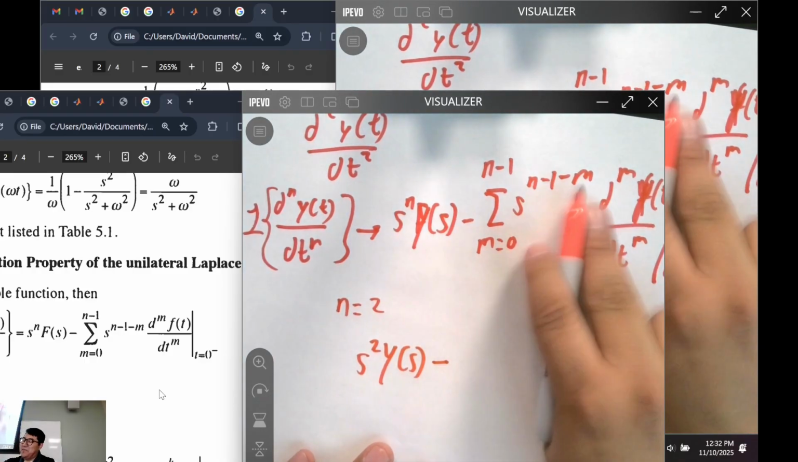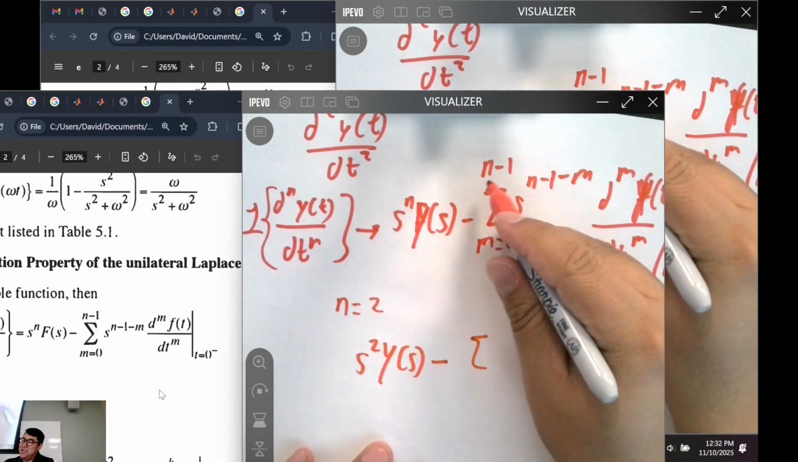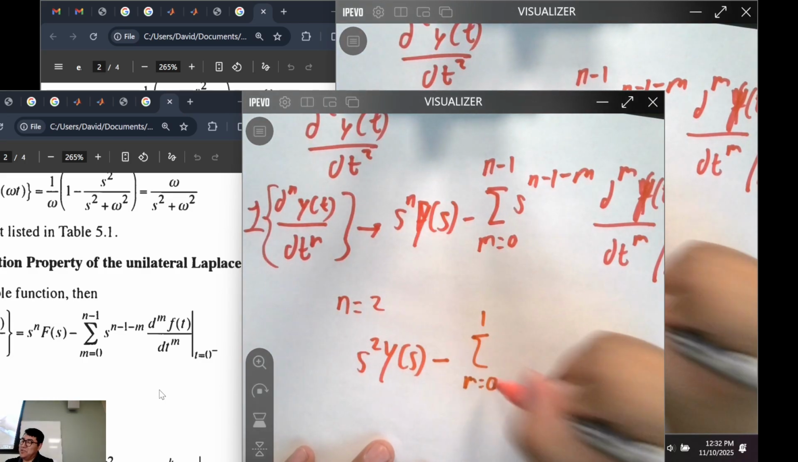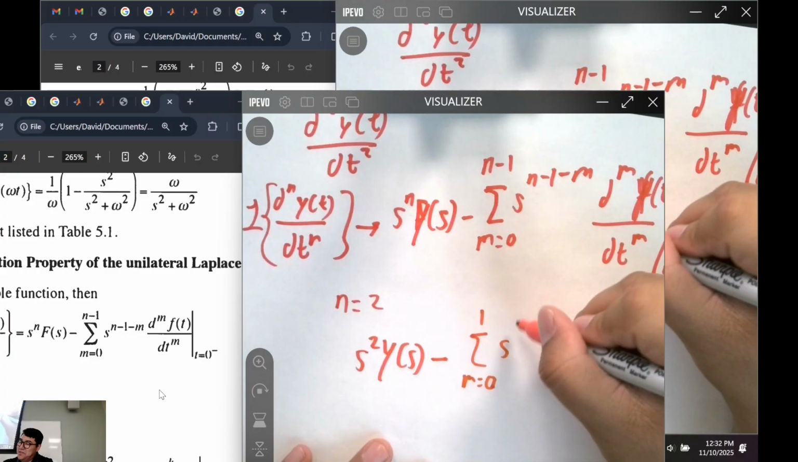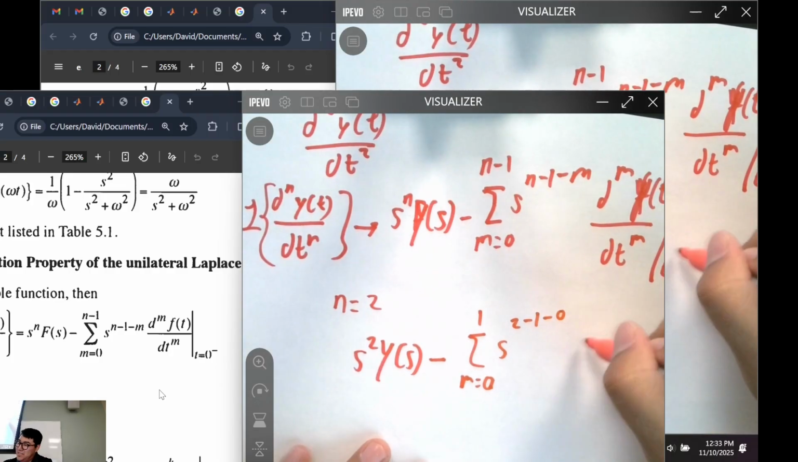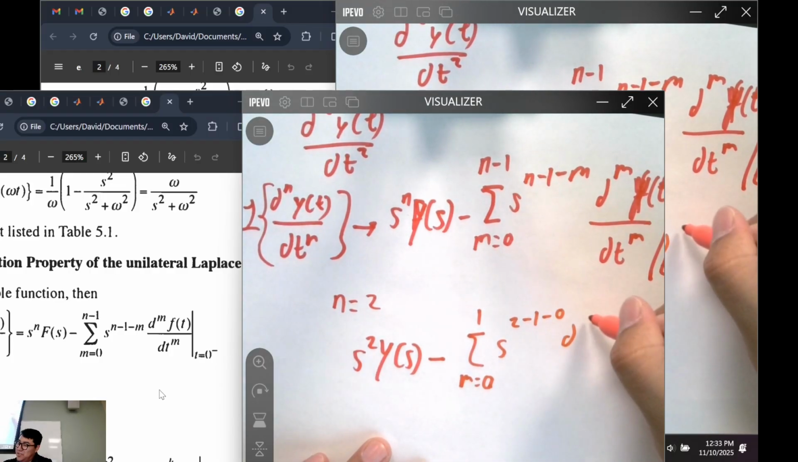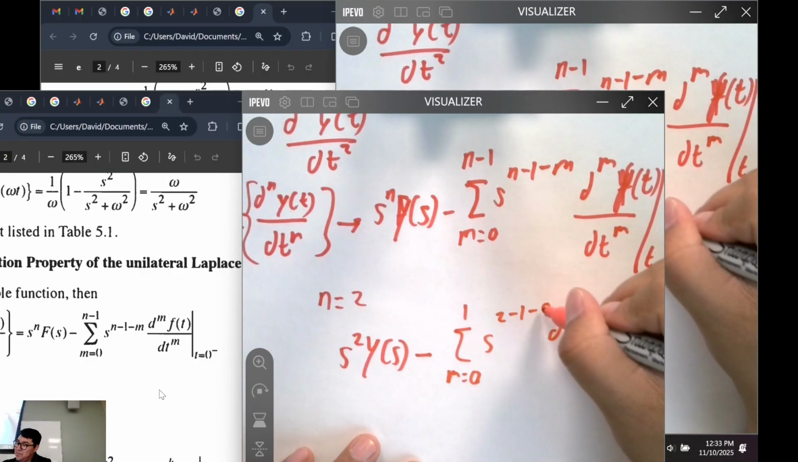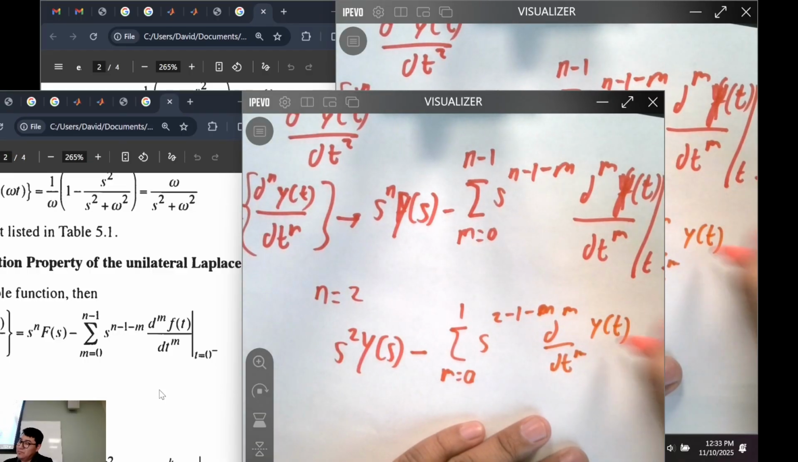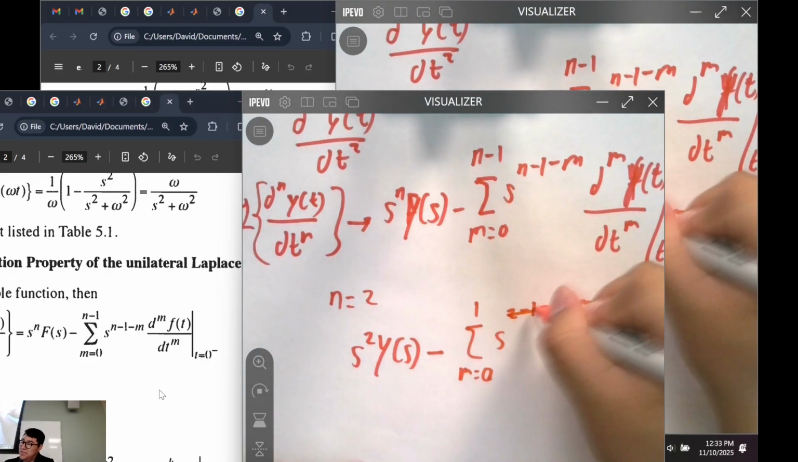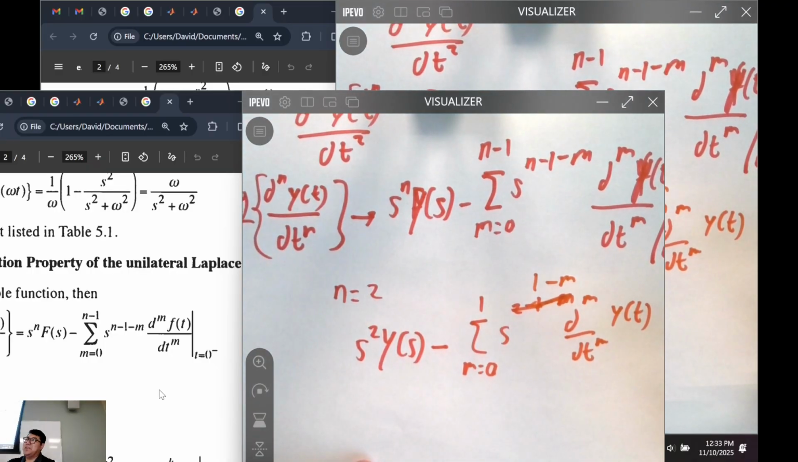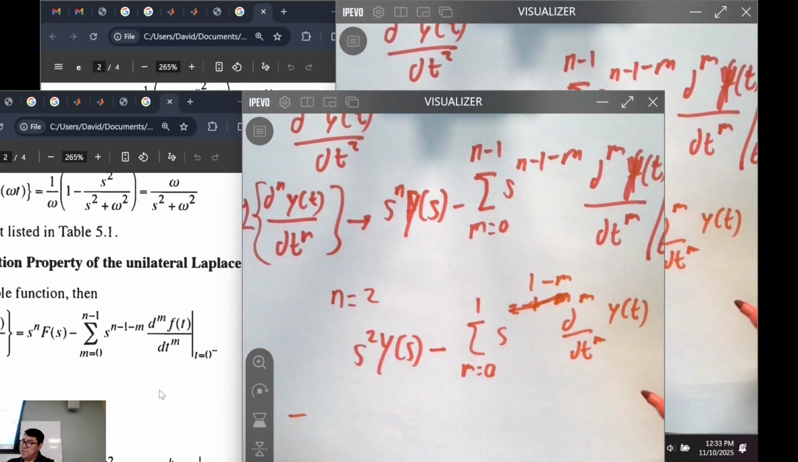Minus, now we have all this funny business right here. 2 minus 1 gives you 1, m is equal to 0, s to the 2 minus 1 minus 0, d of, let's just do m. This is going to be a lot. Does that look good? So this is actually going to be 1 minus m. Is that good with everybody? Let's just brute force this, okay?